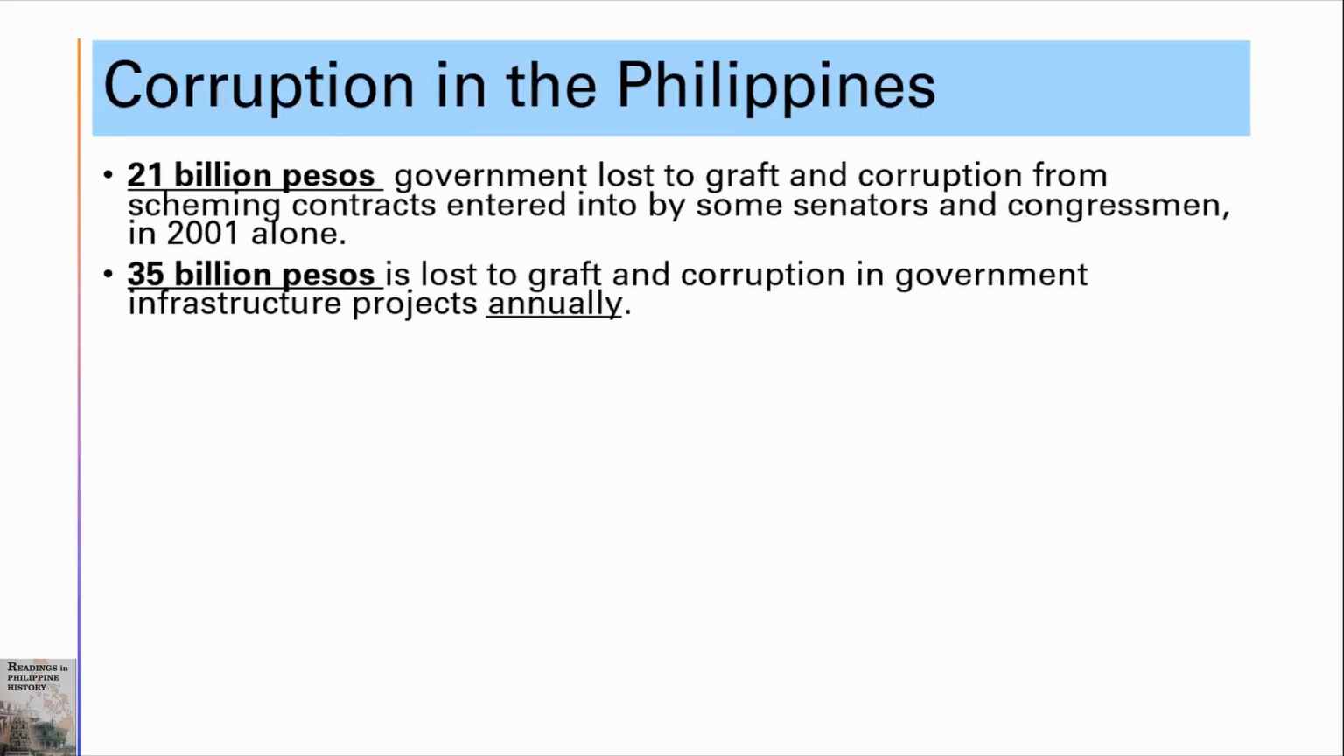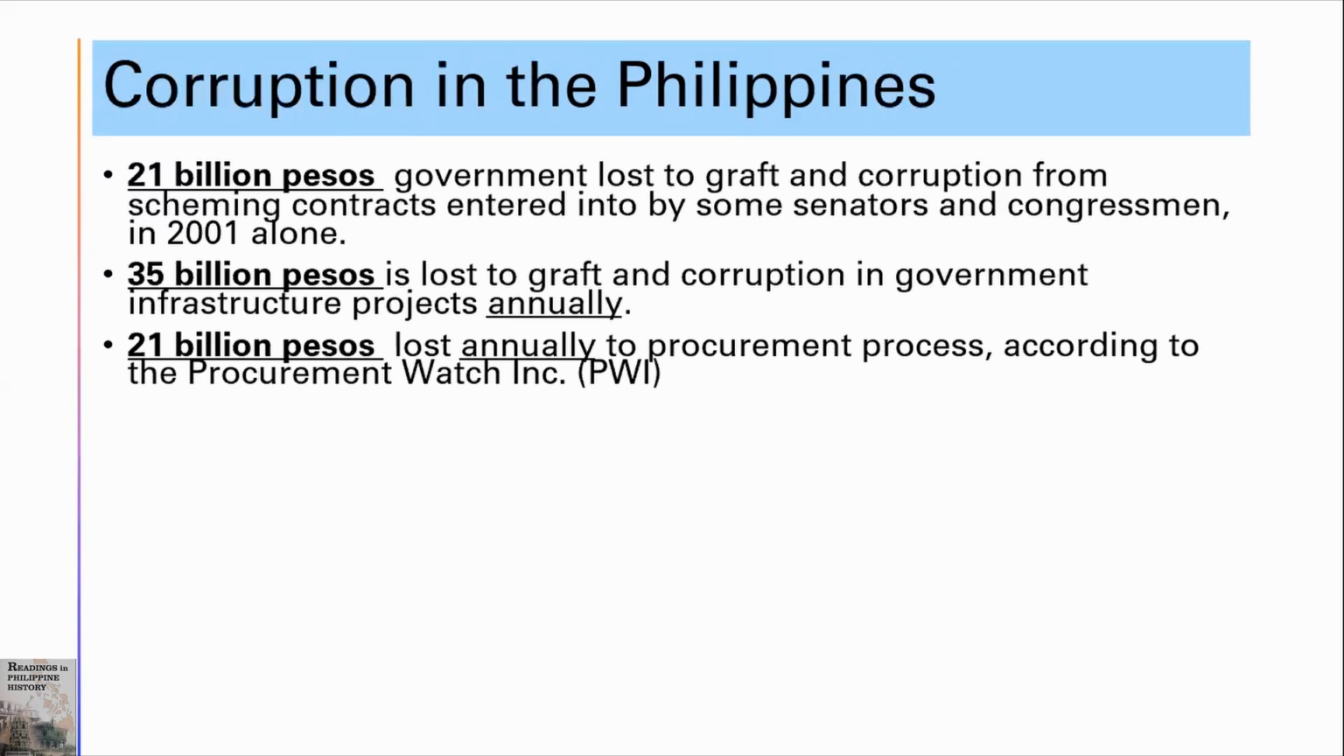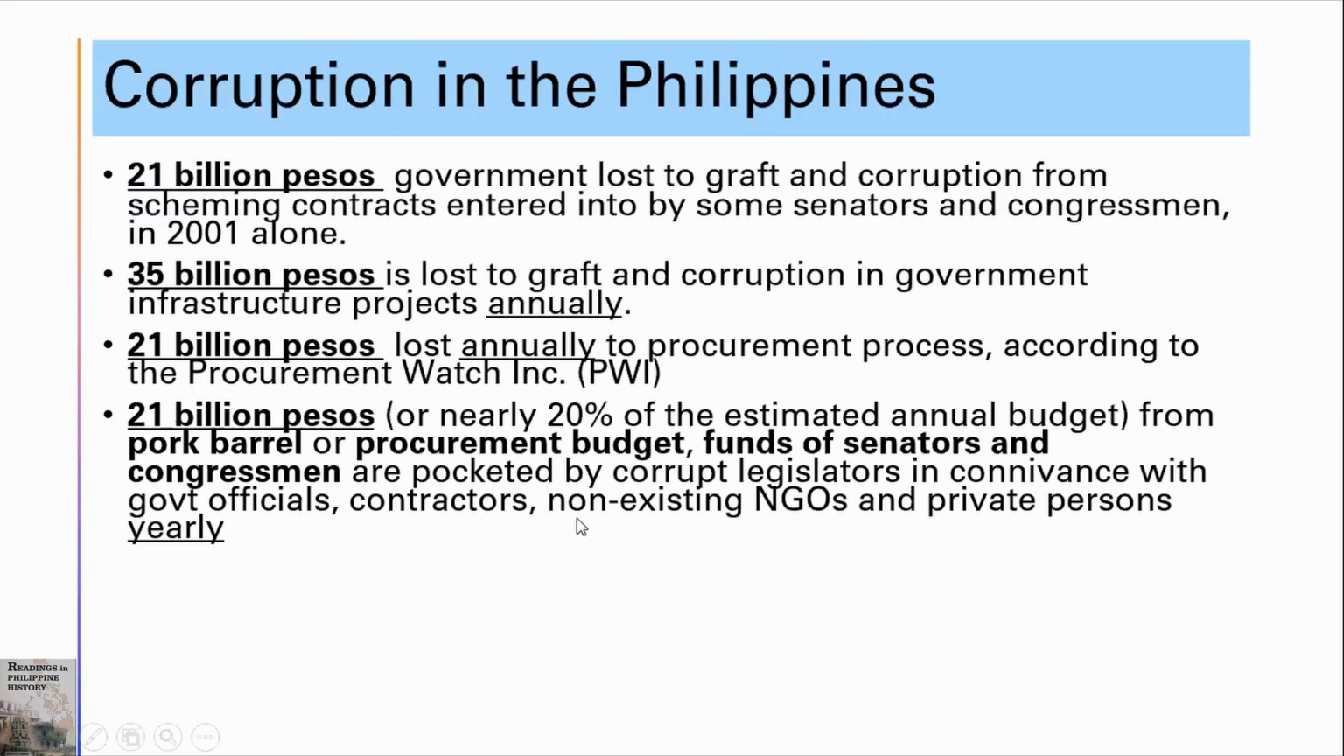21 billion pesos are lost every year to the procurement process, according to Procurement Watch Incorporated, a private organization that surveys procurement. Nearly 20% of the estimated annual budget from pork barrel or procurement funds of senators and congressmen is pocketed by corrupt legislators in connivance with government officials, contractors, and non-existing NGOs. They said it is given to a non-government organization, but they just made it up, because it goes into their pockets. And private persons, yearly, 21 billion pesos yearly, huh?